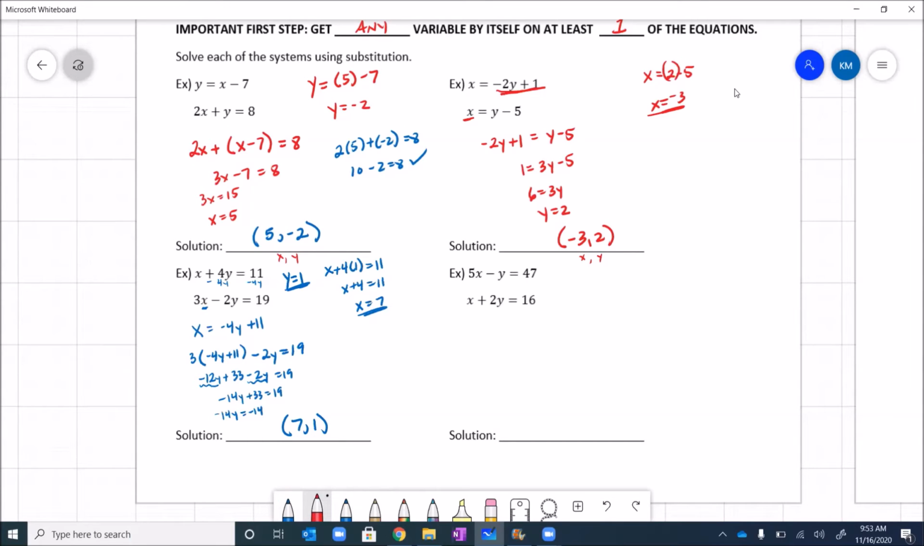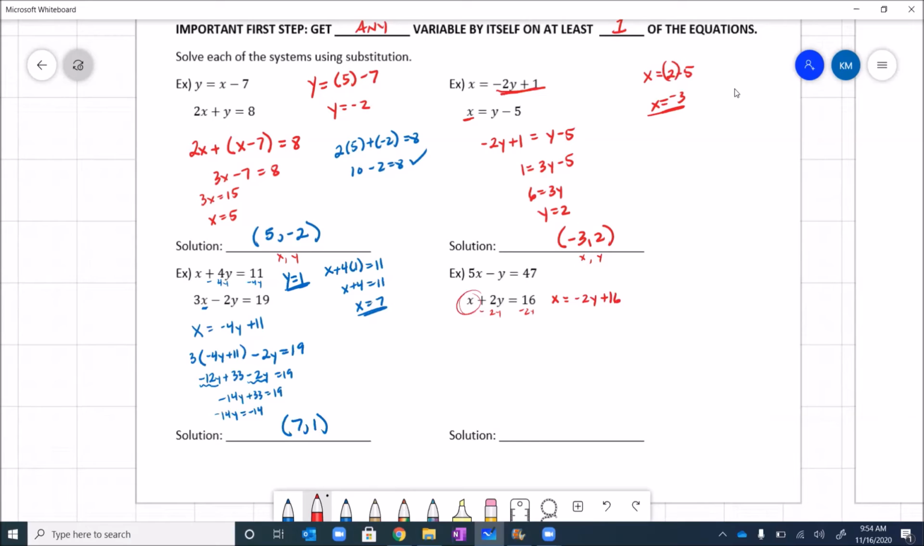Next one. Okay, again, another problem where we don't have anything by itself. We would say, okay, what's going to be the easiest to get by itself? As I look at these problems, 5x, -y, x plus 2y, it looks like this x is going to be the easiest to get by itself. It already has no coefficient or number by it, and it's already positive. To get x by itself, I'm just going to subtract 2y from both sides. And so I could rewrite this as x equals negative 2y plus 16.